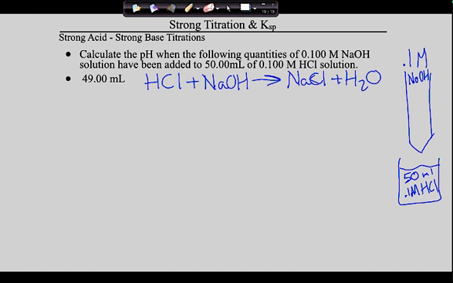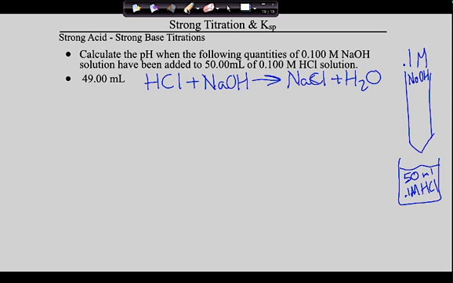So guys, it looks like this. We've got 50 milliliters of HCl. We've now added 49 milliliters of NaOH. We need to figure out the pH, and to do that, we need to know how much HCl hasn't yet been reacted. But because this is a strong acid-base reaction, what we need to know is how many moles of each we've got. And this is how the math goes.